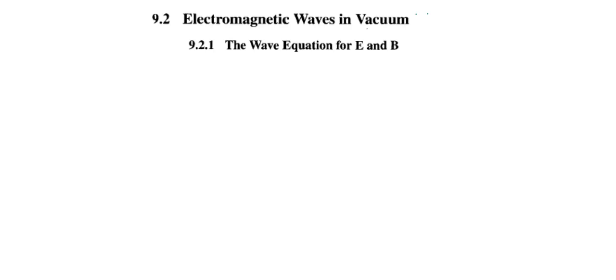Hi dear students, we will be talking about electromagnetic waves in vacuum in today's lecture and also in the next few lectures, in which first we will discuss the wave equation for the electric and magnetic field of the electromagnetic wave. The name electromagnetic shows that this wave consists of both electric and magnetic field.